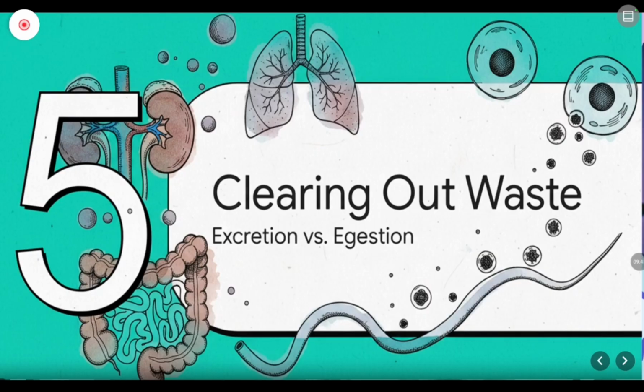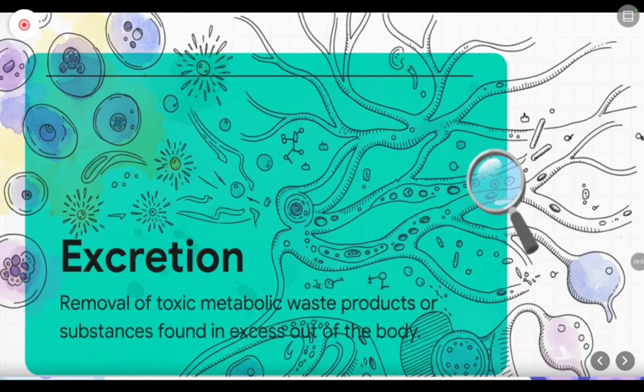I just want you to grasp the idea that each organism has its own way of feeding. Now, there is a big difference that confuses students a lot, especially in paper 4 and paper 2: excretion versus egestion. Excretion is the removal of toxic metabolic waste products or substances in excess from the body. When you are sweating, this is known as excretion. When you are in a very hot place and you sweat to cool your body, this is excretion.